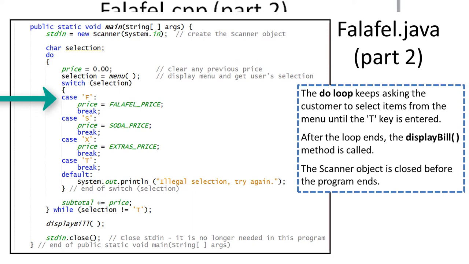Somebody types an F, case F. I'll set my price. If the case is an S for soda, set the price. If the case is an X for extra, I'll set the price. If it's a T, I'll break out of the switch statement, add the price to the total, and right here, if it's a T, I'm also going to break out of the do loop and display the total.